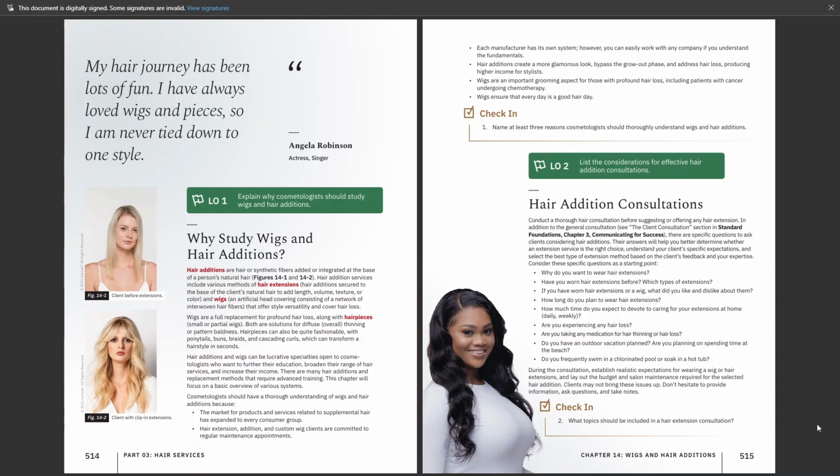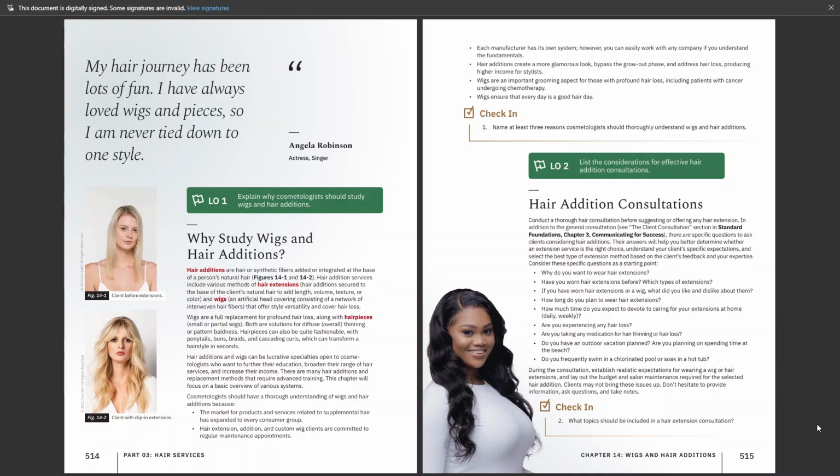My hair journey has been lots of fun. I have always loved wigs and pieces, so I'm never tied down to one style. Angela Robinson said that. She's an actress and a singer. I know I sounded just like her, didn't I?